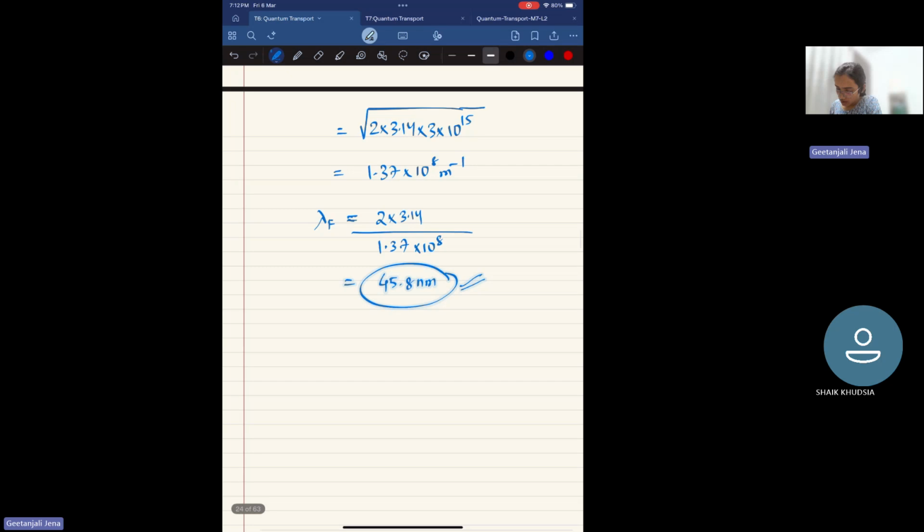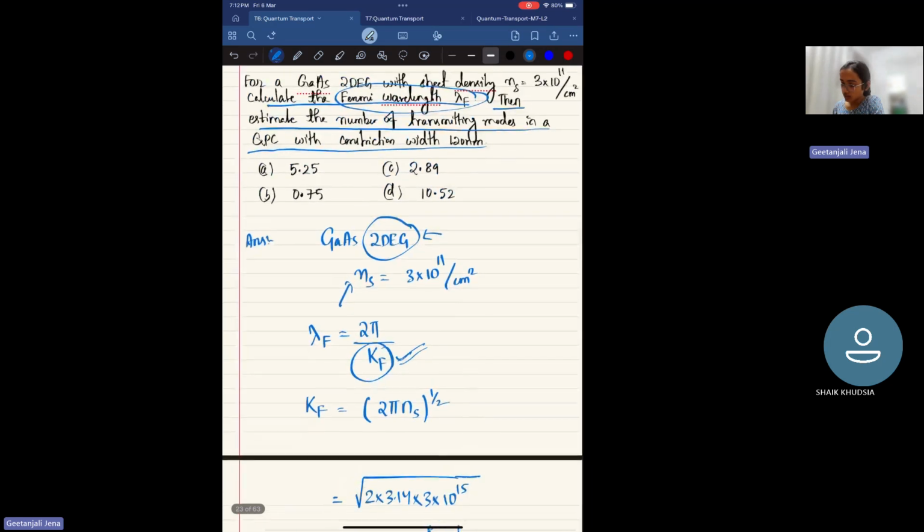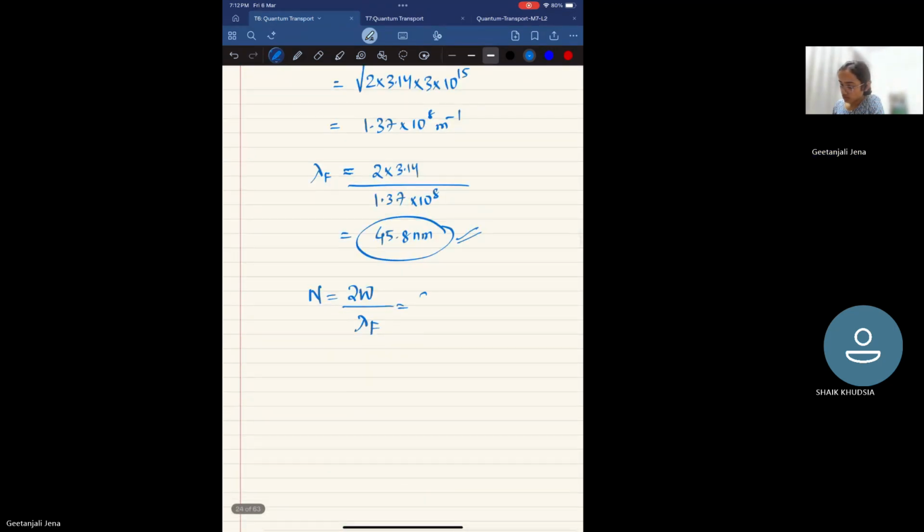Okay. So N, now we can calculate. If you recall, the number of transmitting modes is given by 2W by lambda F. And W is the width of this constriction, which is given as 120 nanometer. So 120 nanometer divided by 48.8 nanometer. So this will give a value around 5.24.